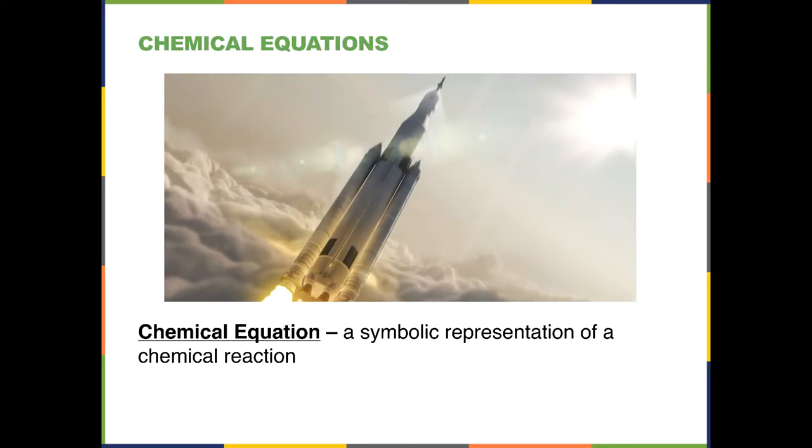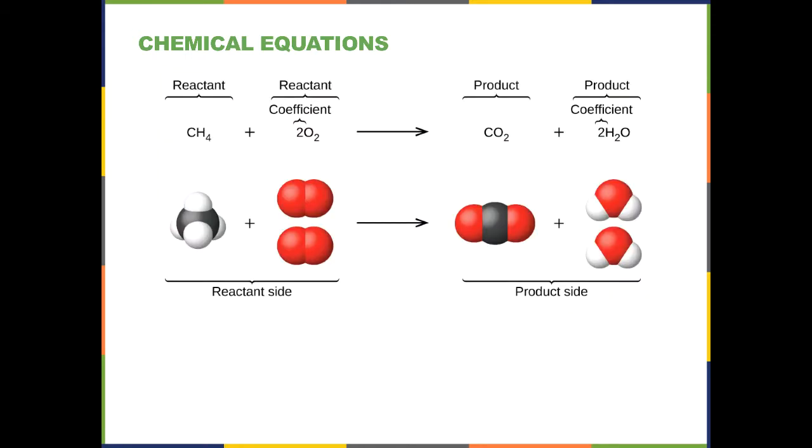Now, a chemical equation is simply a symbolic representation of the chemical reaction which is occurring in front of you. At the top here, we have the symbols that show the chemical reaction for the burning of methane. Methane is CH4. It combines with oxygen to form carbon dioxide and water.